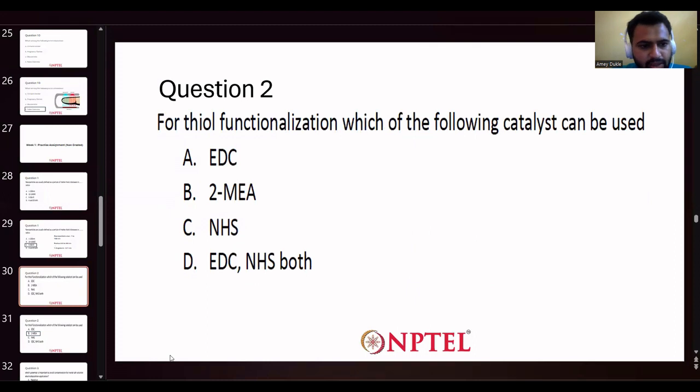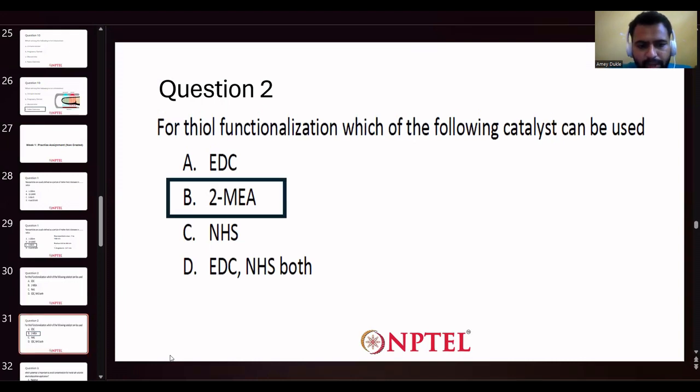So coming to our next question, for thiol functionalization, which of the following catalysts can be used? We have options: EDC, 2-MEA, NHS, EDC and NHS both. In most of the examples listed in the course, or in any literature, EDC and NHS are the most commonly used catalysts for biosensor related applications. But for thiol functionalization, 2-MEA is used. So why is thiol functionalization done?